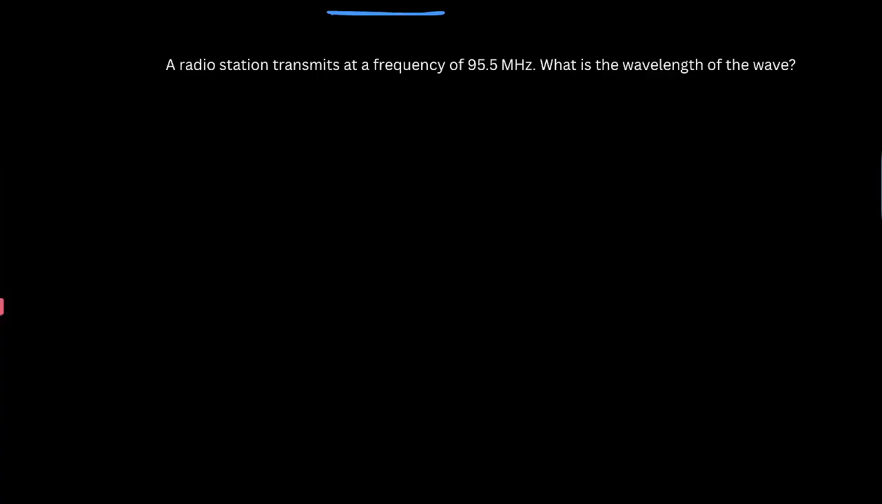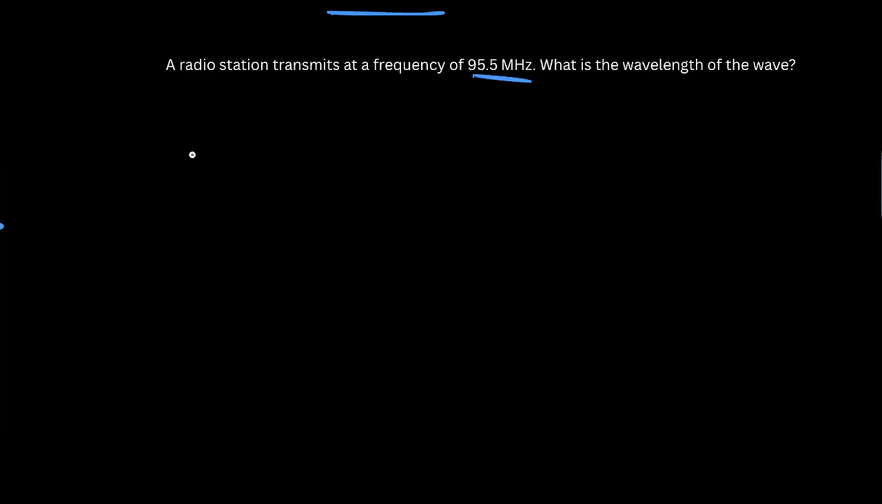Now, a radio station transmits at a frequency of 95.5 megahertz. What is the wavelength of the wave? We'll see that we're given our frequency in units of megahertz. So first, we're going to have to convert from megahertz to regular hertz. And so we know this prefix of mega, like we know that if we're trying to go from kilograms to grams, there's 1,000 grams in a kilogram. So similarly, we can convert from megahertz to hertz.